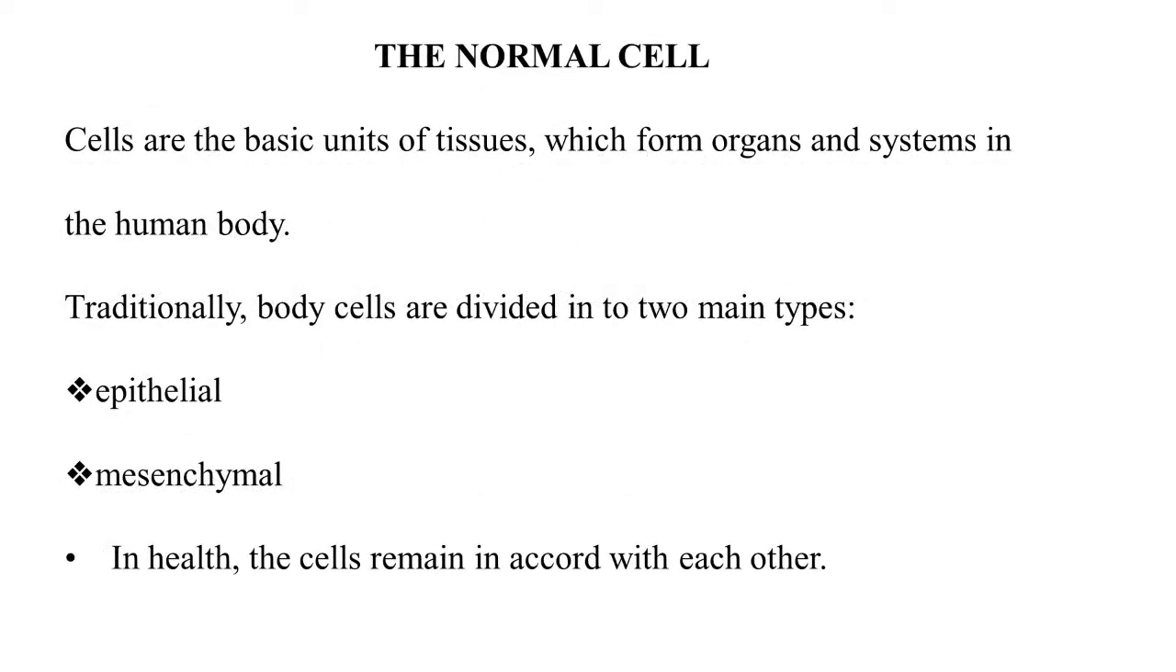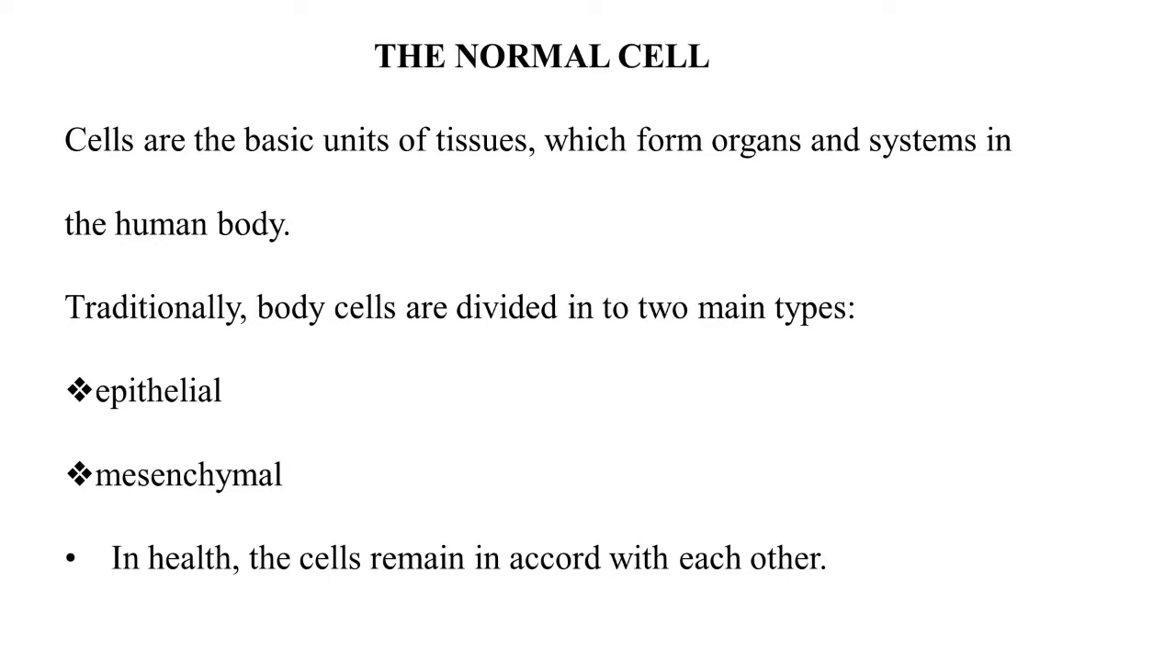The normal cell. So now we quickly look at what a cell is, and then we try to describe it a little bit before we can continue. Cells are the basic unit of tissues which form organs and systems in the human body. So the basic unit of a human body is the cell. Traditionally, body cells are divided into two main types. Traditionally, we have epithelial cells and mesenchymal cells.